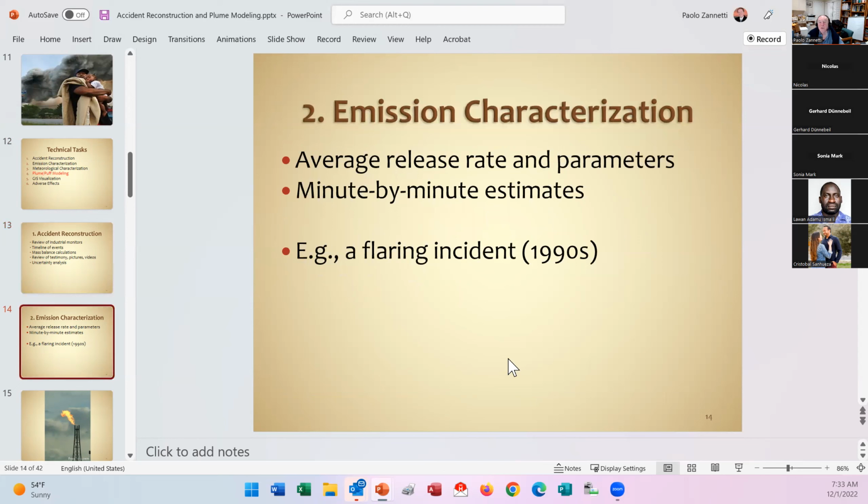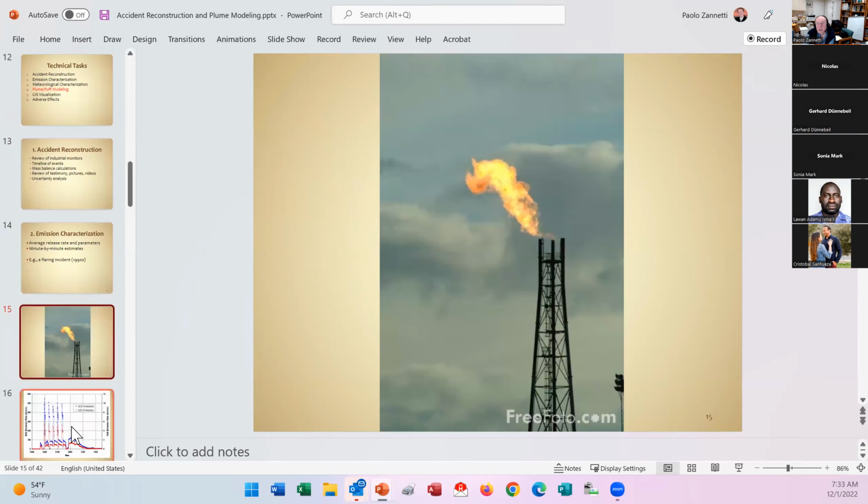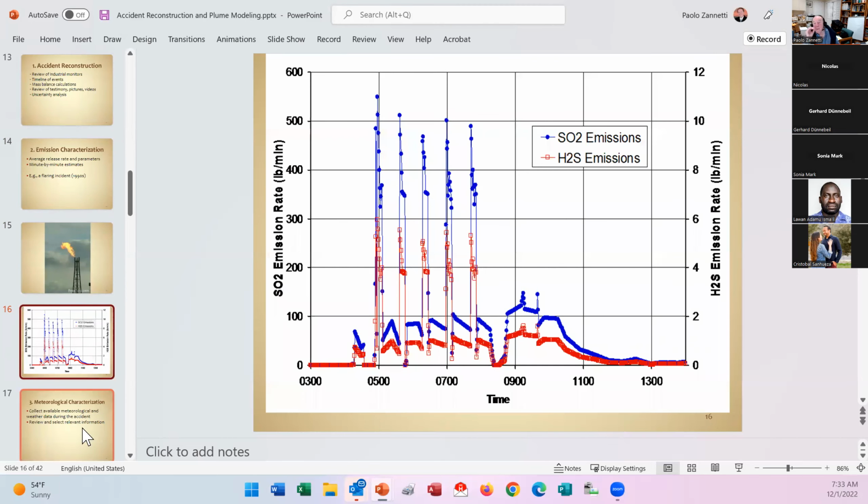Emission characterization, again, is the quantitative calculation of the release. For example, I already showed you this, but I'll do it again. I've done a lot of work on flares and emission from flares, which are very irregular. I already showed you this example.